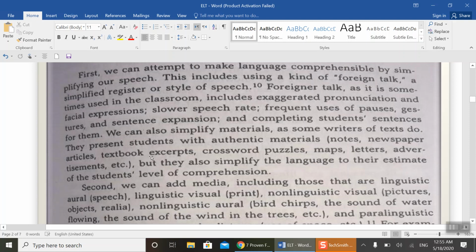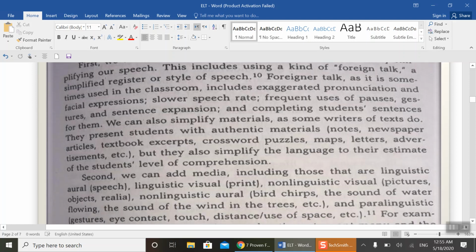Okay? But if we give all of these to the students, they will say, oh my God, you give them all these things, notes, newspapers, textbooks. So you have to read something secondary. Sometimes if the book is difficult, if you are explaining something to your students in a difficult way, try to use maps, try to use letters, but they also simplify the language to their estimate of the student's level of comprehension. You see, this will simplify language. So I hope this point is clear.